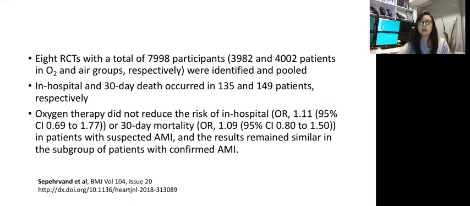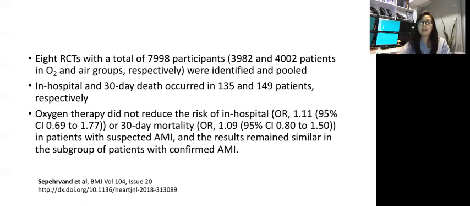The treatment mnemonic MONA, I'm sure a lot of you are familiar with, the MONA for ACS, has fallen out of favor. O being oxygen, MONA, so morphine, oxygen, nitroglycerin, and aspirin.